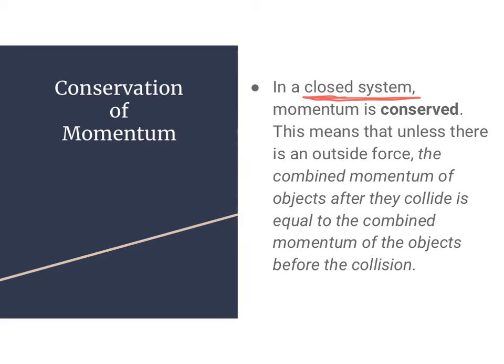Regardless, unless there's an outside force, so again, in the absence of an outside force, the total momentum of a system is conserved. Now this means that the total momentum of all of our individual objects before and after is going to be the same. Not necessarily for each individual object, but all of those momenta added together as a whole.